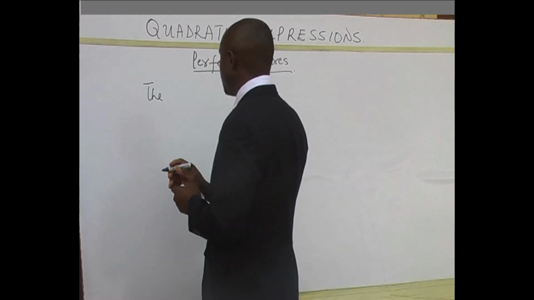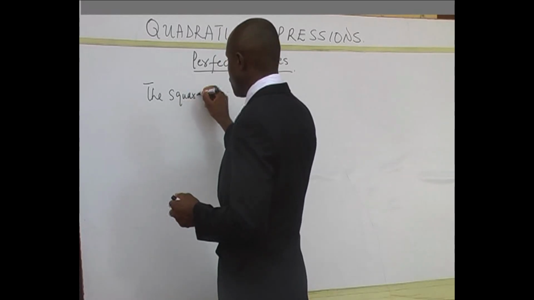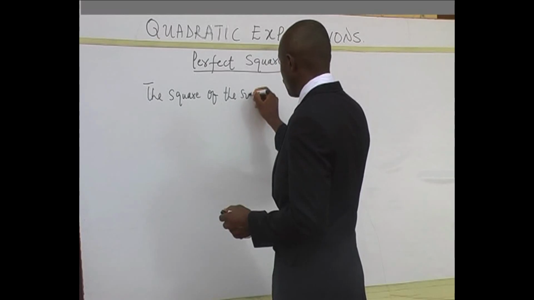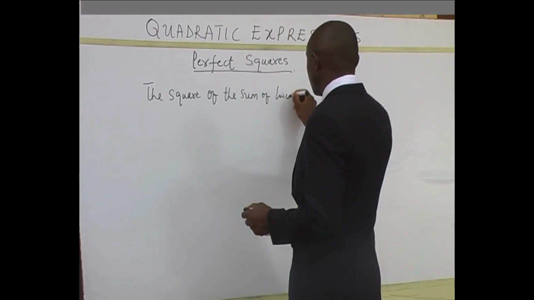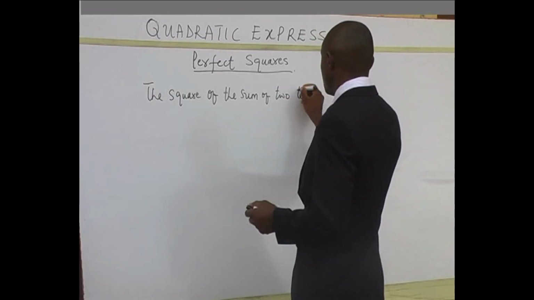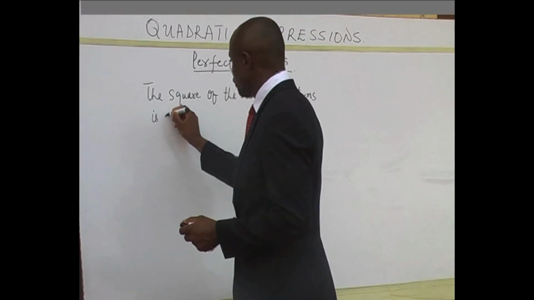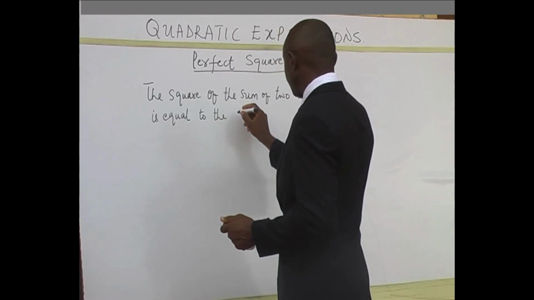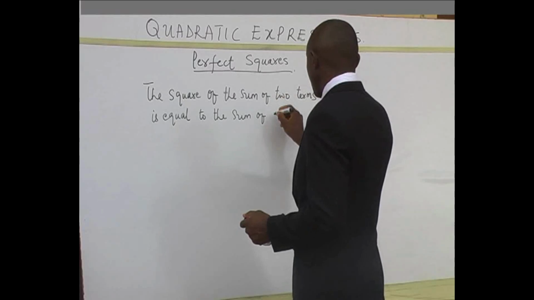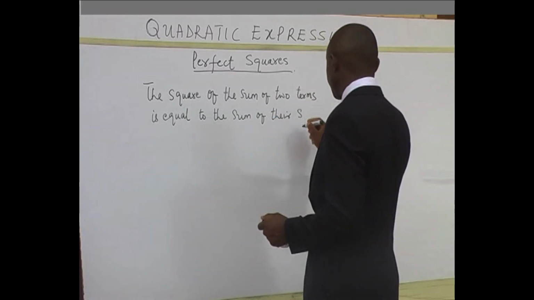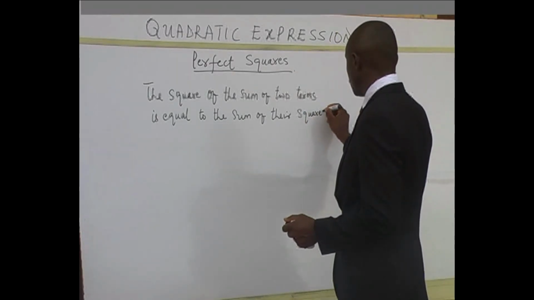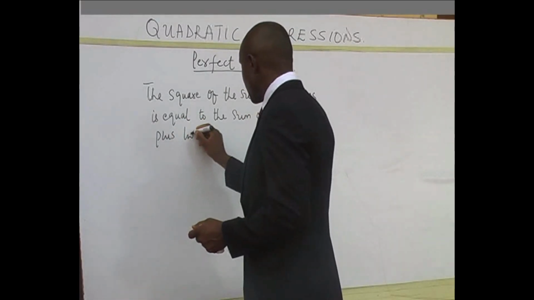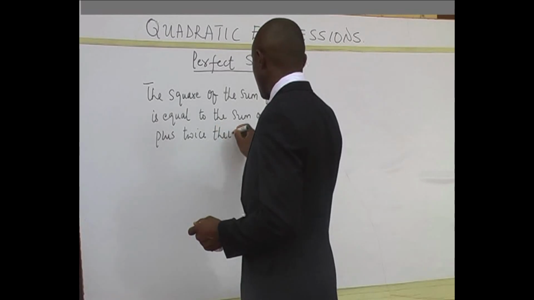The square of the sum of two terms is always equal to the sum of their squares plus twice their product.